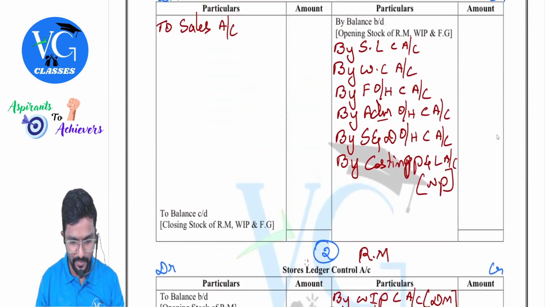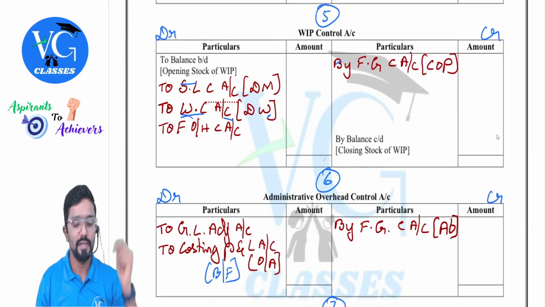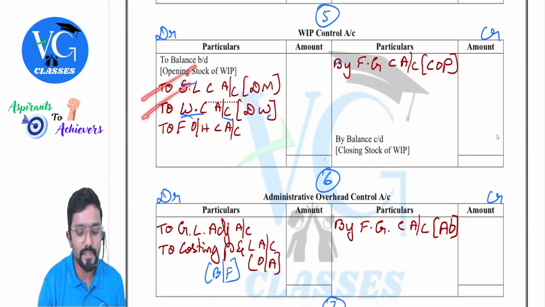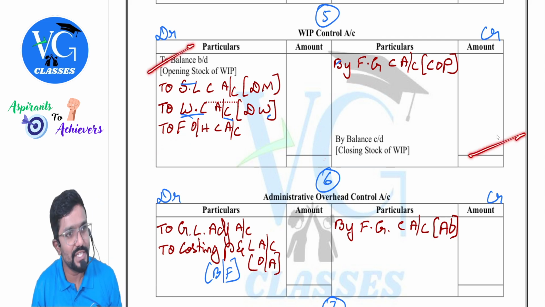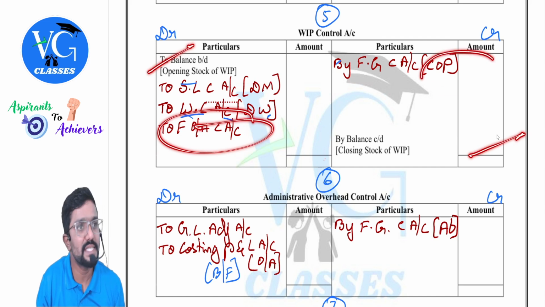See how beautifully I am trying to explain. You have to understand where our WIP is. Direct material, direct wages, plus if there are any direct expenses. Clear? Then opening stock of WIP minus closing stock of WIP plus factory overhead absorbed will give us what? COP. Will give us COP.